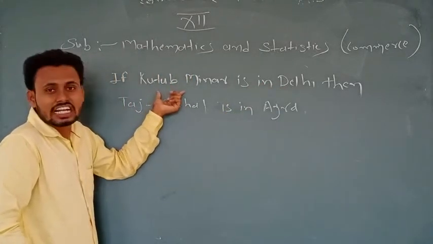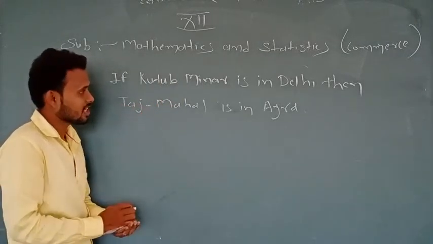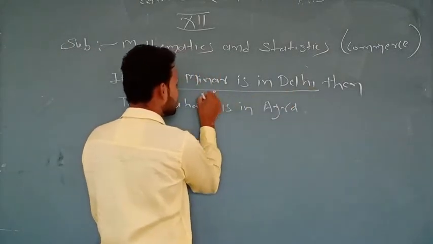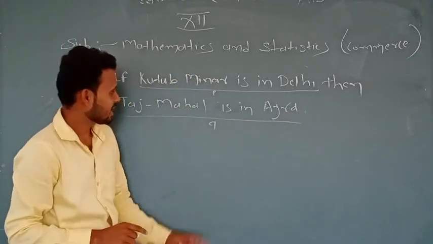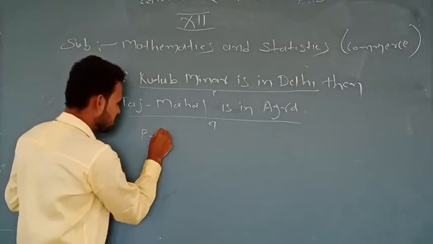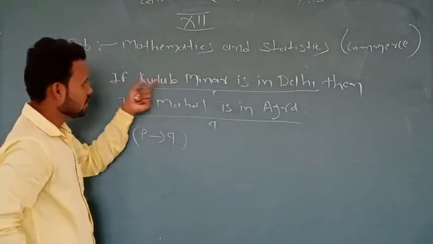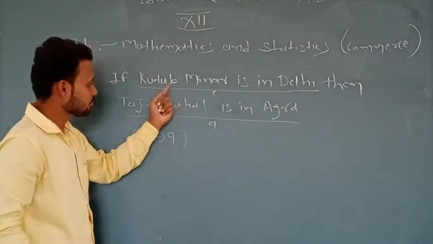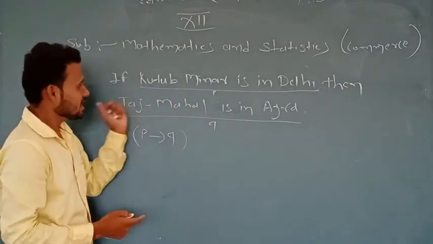It means it is a conditional statement of two simple statements. There are two simple statements. This one we suppose is the P statement, and the other one we call the Q statement. It is a conditional statement of two simple statements, that is, P conditional Q. This is the form: after If comes the P statement, then comes the Q statement. Therefore we have to write the negation of that whole statement.